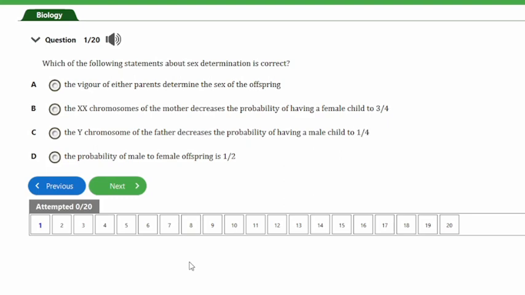So in this case, there are just two possible outcomes. It's either the male gives an X or a Y. If the male gives an X, it means the offspring will be a female, whereas if the male gives a Y, it means the offspring will be a male. So there are just two possible outcomes, and the probability of male to female in this case is 1/2, which entails that it can either be a male or a female.